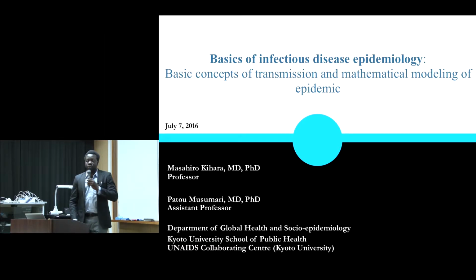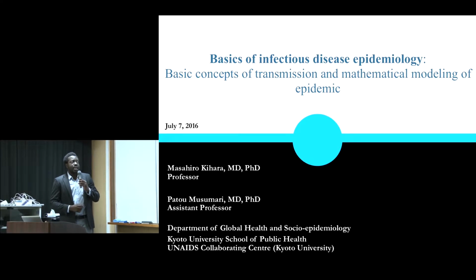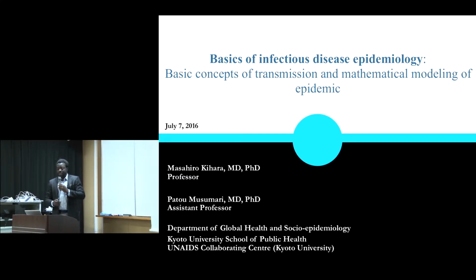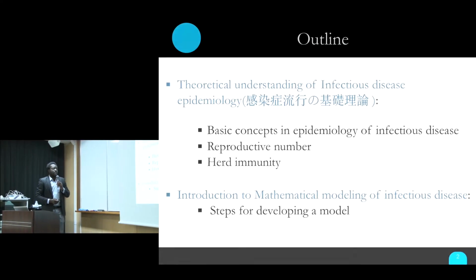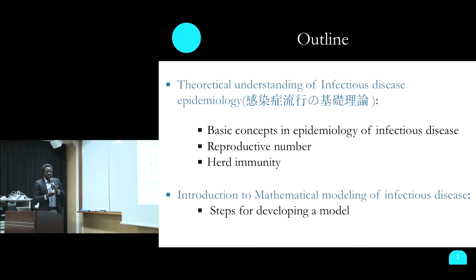My name is Patou Musumari. I'm an assistant professor working with Professor Kihara. And today we're going to see some basics of infectious disease epidemiology. We will particularly look at some theoretical background on how disease spreads, but also on how we can control infectious diseases. Some very important concepts will be explored: the reproductive number, and herd immunity.